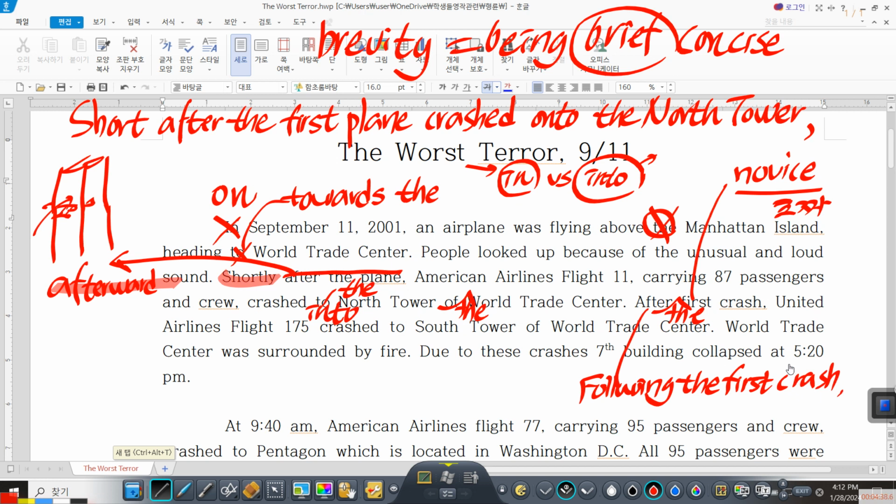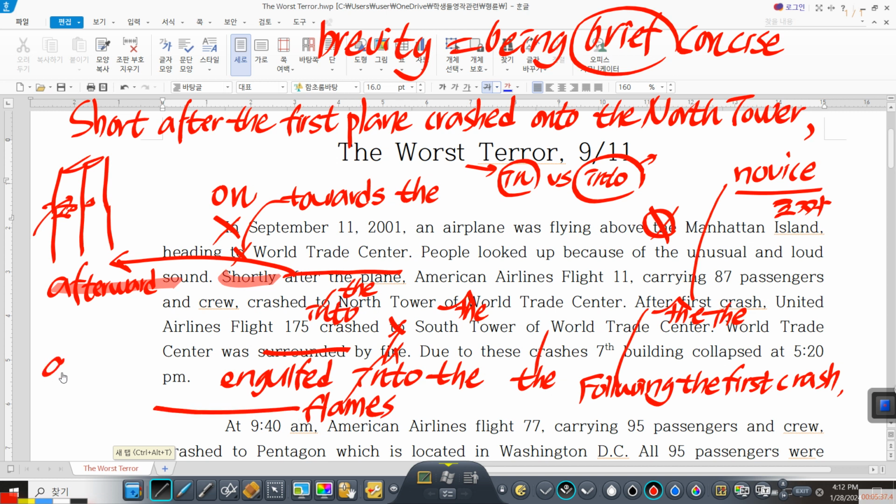All right. Next time, when you attempt to describe or depict a situation, like there's a sequence of multiple events, right? One after the other. Then you should say following the first, blah blah blah. Understand? Following the first crash. What is it? United Airlines Flight 175 crashed to or into. Okay, another time. Into the South Tower of the World Trade Center. The World Trade Center, my gosh, was, what did I say? Is it surrounded? No. Engulfed by what? Flames.